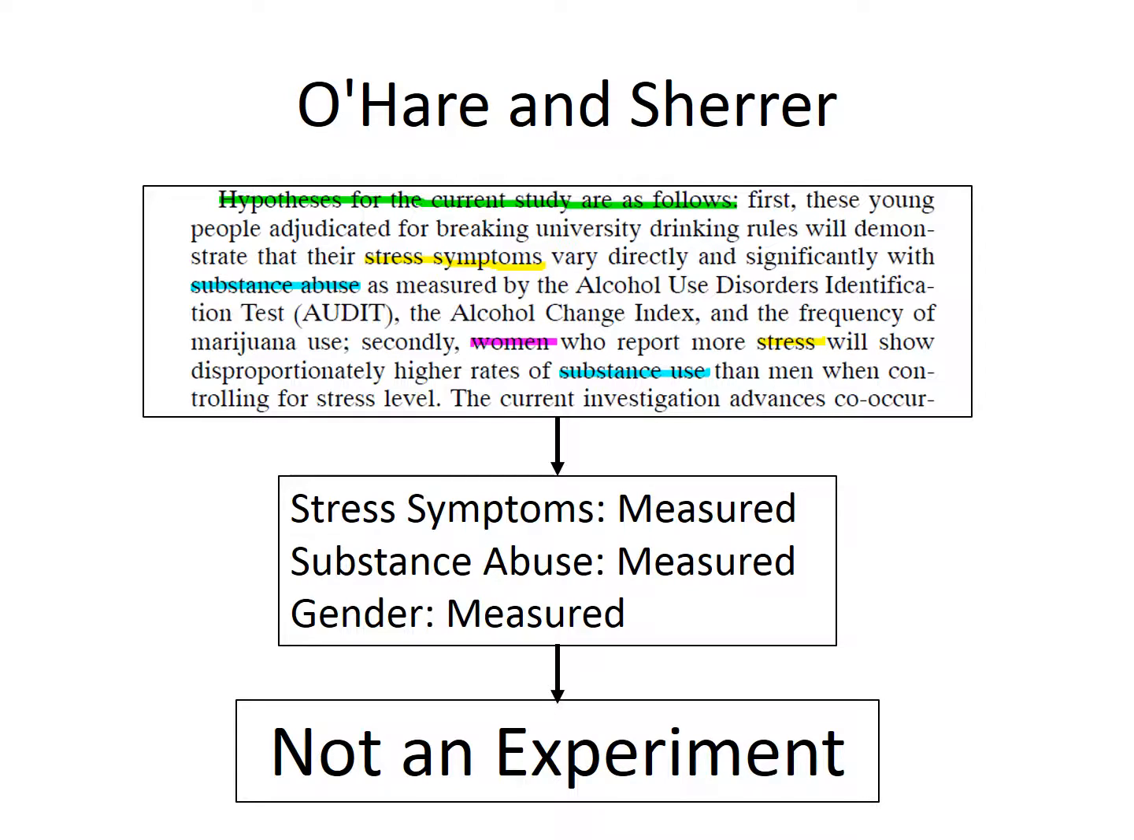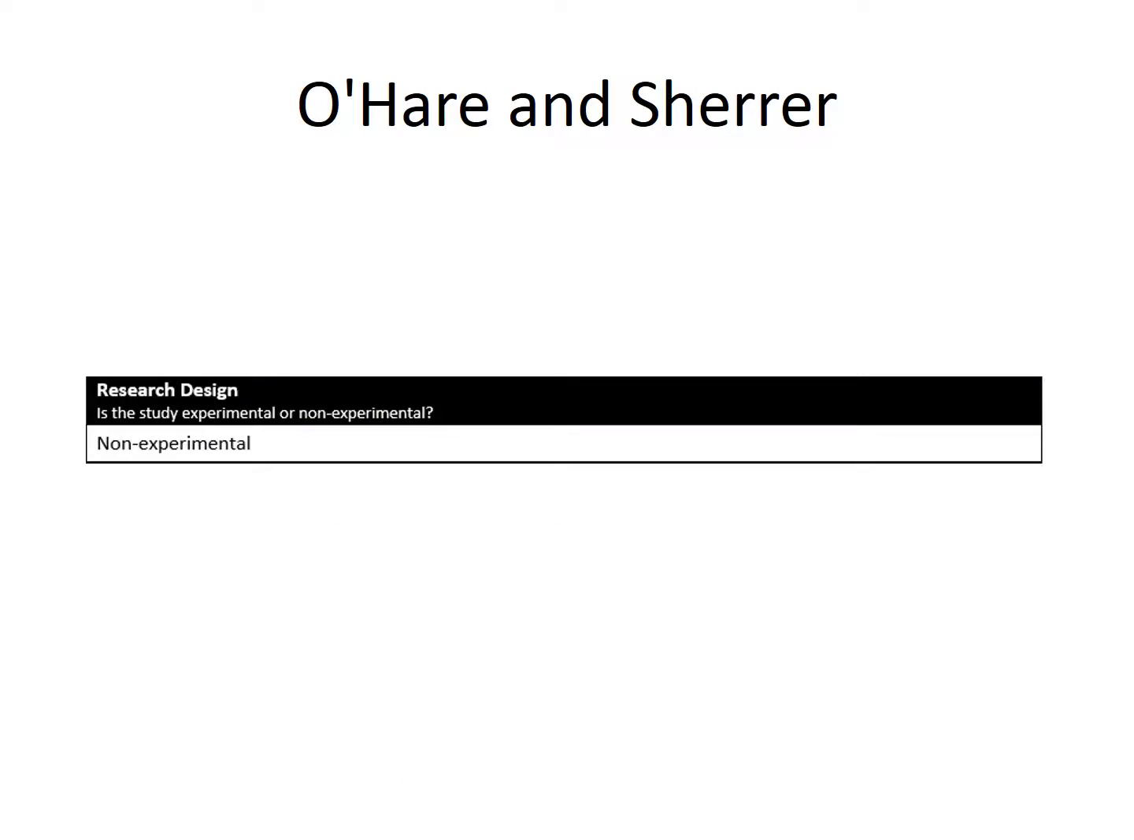All the variables in O'Hare and Scher were measured, so it's not an experiment. Hopefully you would question the ethics of manipulating substance use, and we can't manipulate gender, though it is sometimes treated as the independent variable in quasi-experimental designs. The symptoms of stress would be hard to manipulate, though we'll read studies that manipulate levels of stress to measure the symptoms. Given that this is more typical of non-experimental designs than the Hurst article, just putting non-experimental in our notes is sufficient.